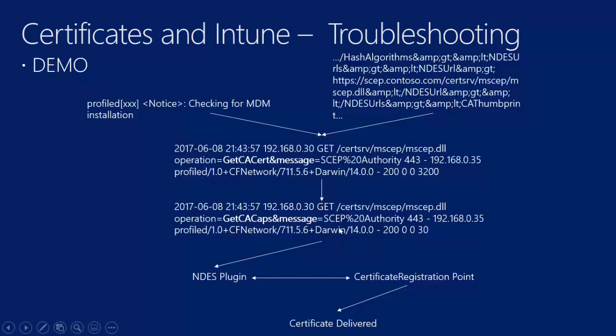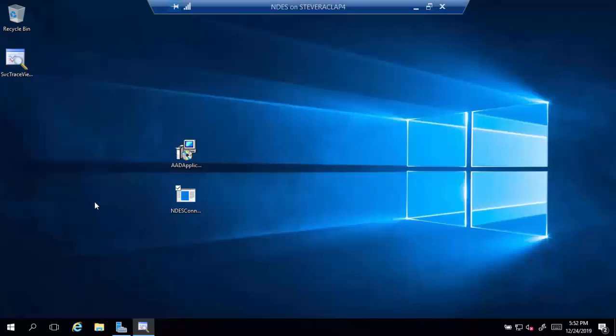And then from there, we hand over control to the NDES plugin. There's a lot of logging here. I didn't actually write in the logging; I'll show you where you can find it. The NDES plugin talks back and forth with the certificate registration point. And then finally, if all goes well, the certificate is delivered. So let me show you how this works, and I'll also explain, hopefully if I don't forget, what happened on my system initially to cause my problem.